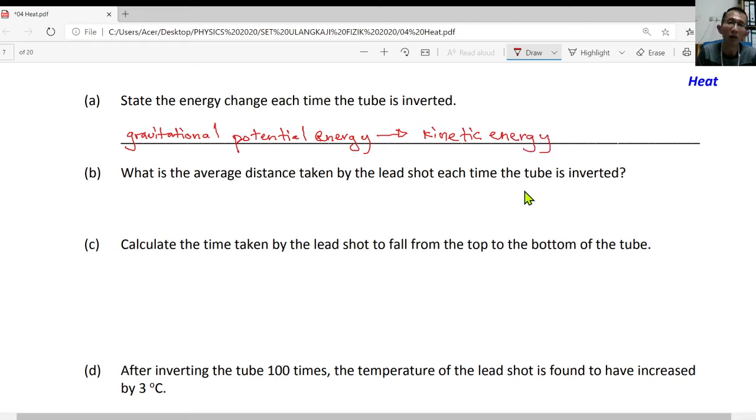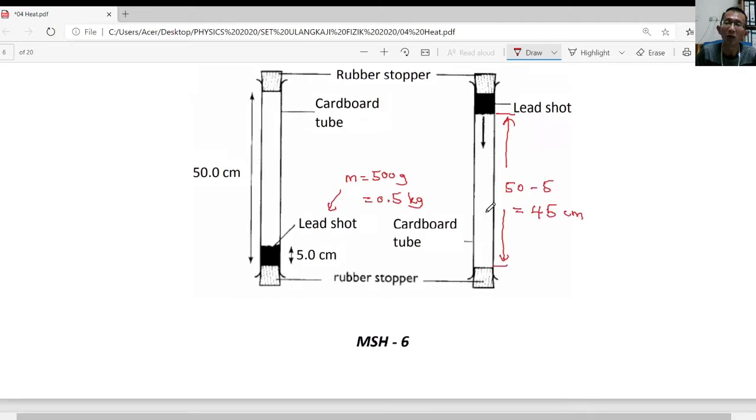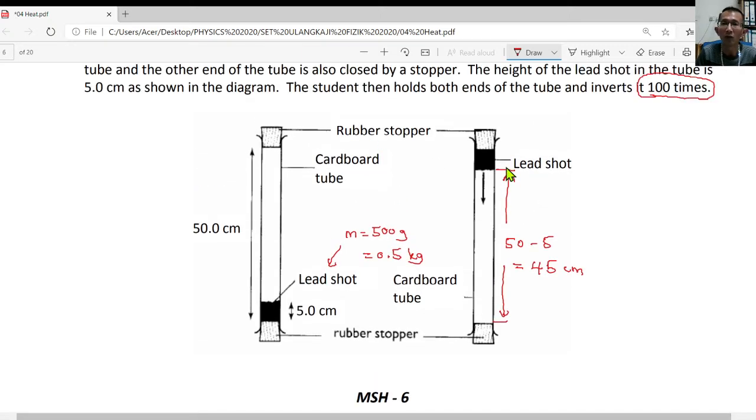Okay, the lead shot will fall from up here going down. Up here, it will definitely have gravitational potential energy due to the height, and then it travels down. When it travels down, it must have what we call kinetic energy. It's due to the motion of going down.